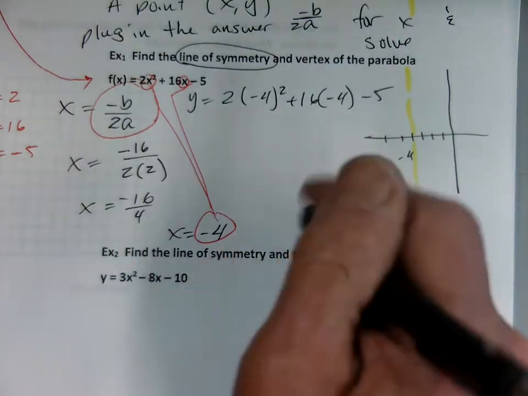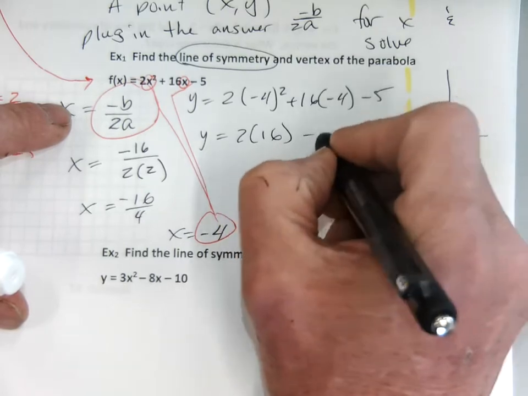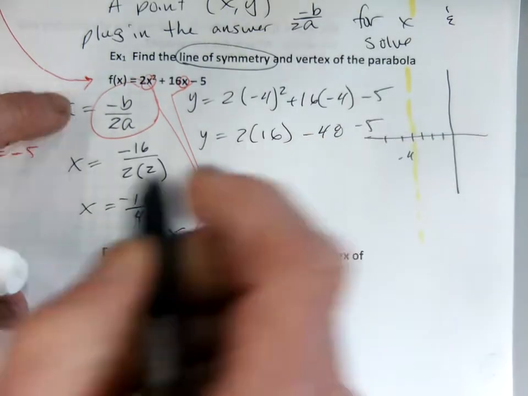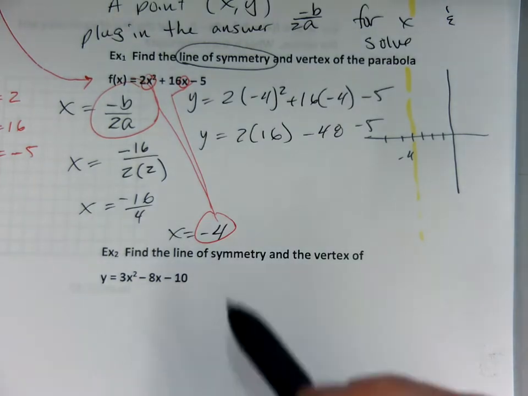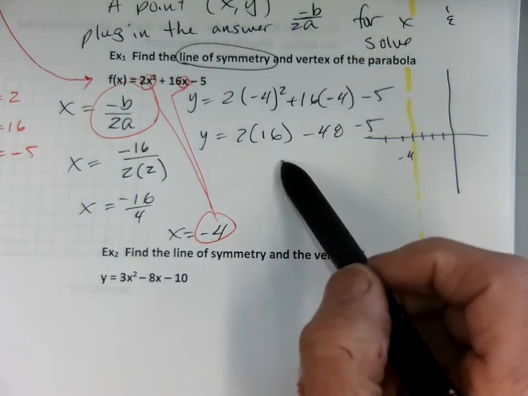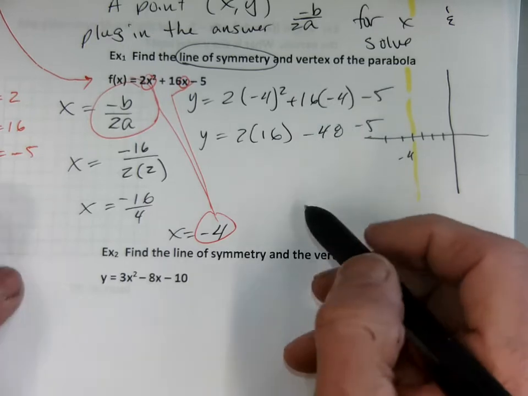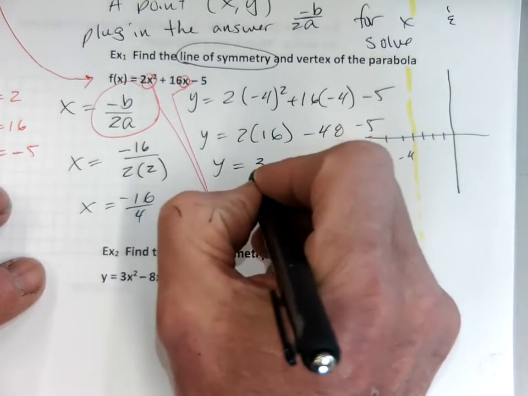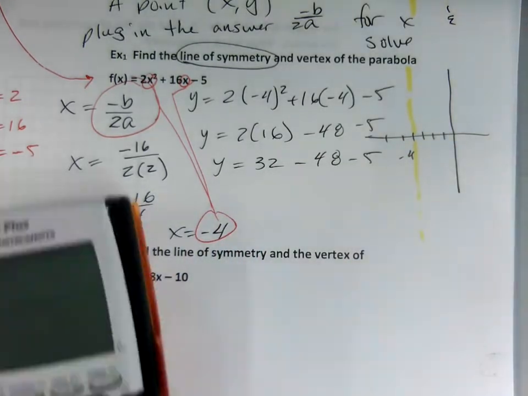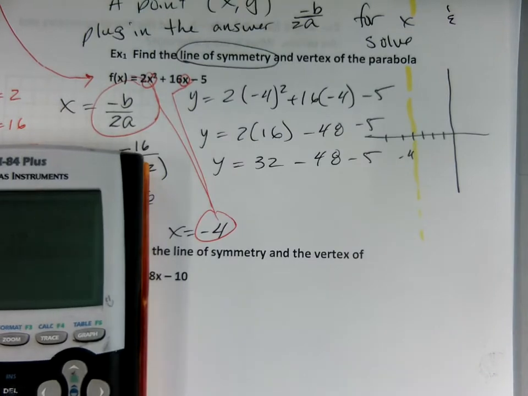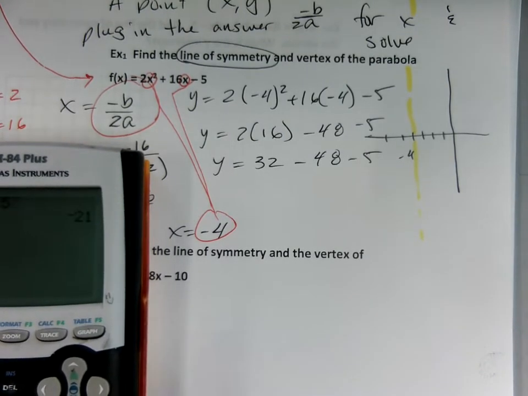So I'll simplify this. Y is equal to 2 times a positive 16 minus 48 minus 5, right? And of course you can use a calculator, but I'm just doing it by hand so you can see it. -4 squared is a positive 16. 16 times -4 is -48. So then I've got y equals 32 minus 48 minus 5. And I get an answer of -21.